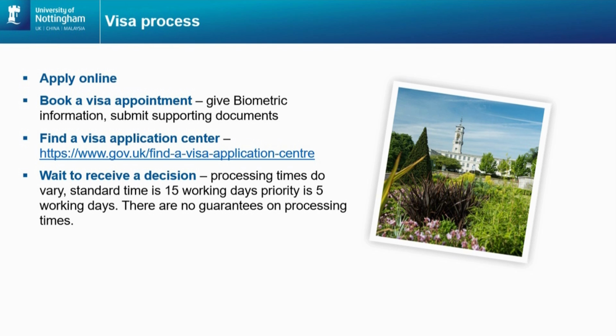If you are applying from within the UK, the processing times are slightly different. It takes around 6 to 8 weeks to receive a decision on a visa application made from within the UK. And again, there are priority services that you can pay for if you think you need the visa more quickly.